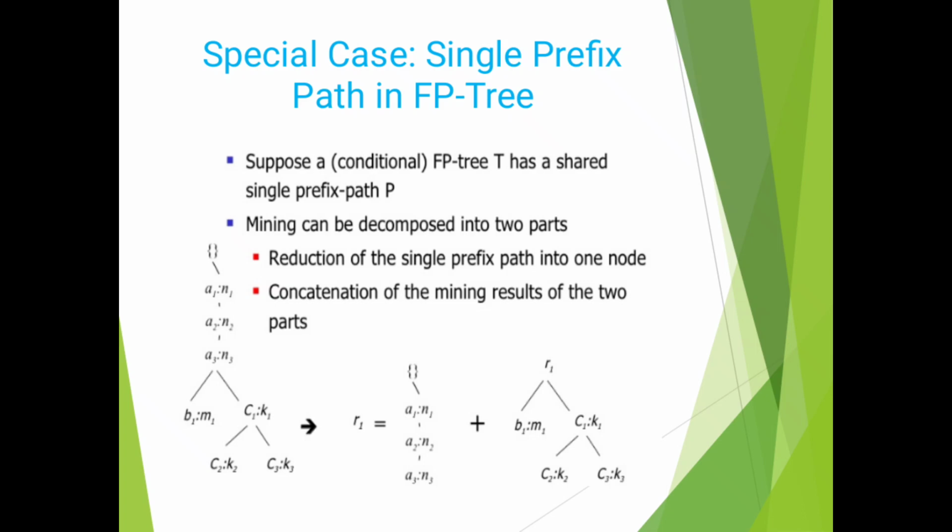Next one, special case: the single prefix path in an FP tree. A conditional FP tree T has a shared single prefix path P. Mining can be decomposed into two parts: reduction of the single prefix path into one node, and the concatenation of the mining results of the two parts, that is null values A1 to N1, A2 to N2, A3 to N3, B1 of M1, C1 of K1, and the association of C2, K2, C3, K3. The association of R1 equals null values separating A1, A2, A3, N1, N2, N3, plus the other decomposed parts R1, B1, M1, C1, K1, C2, K2 and C3, K3. This is the decomposition of mining.